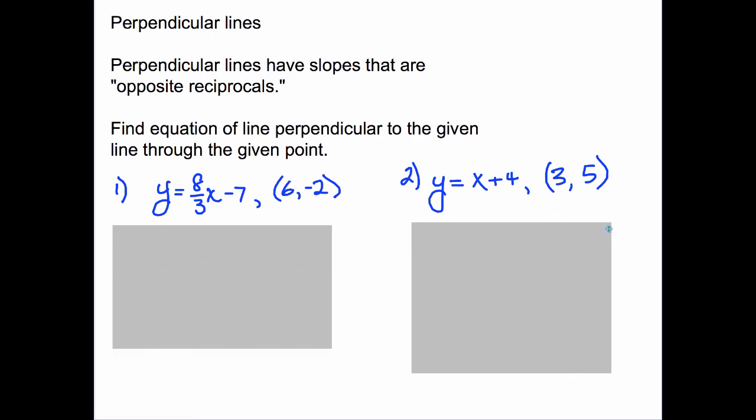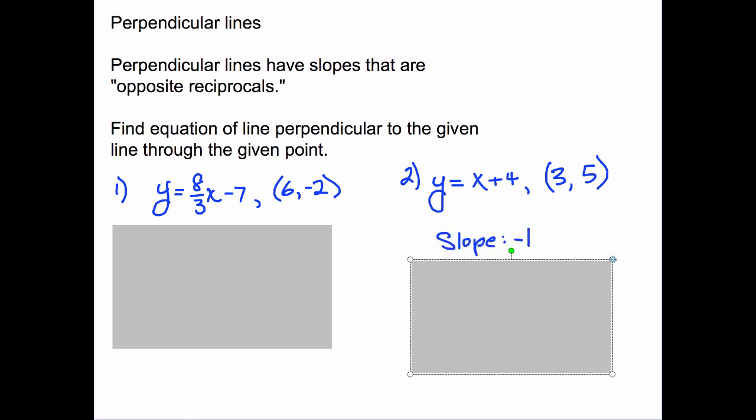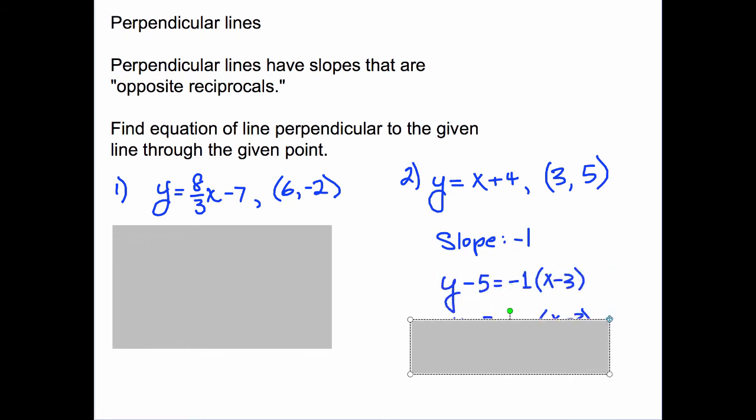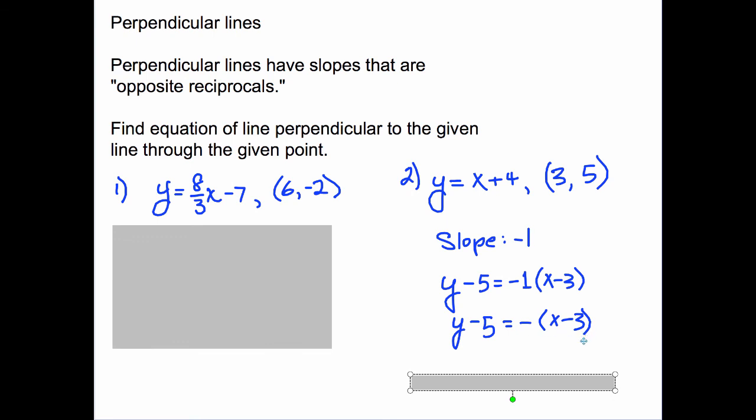And for the second problem, the slope of this line, y equals x plus 4, is 1. So the slope of the perpendicular line is negative 1. And the equation that we want to write in point slope form is y minus 5 equals negative 1 times x minus 3. And we can also simplify that a little by, instead of writing negative 1, we can just write the opposite of x minus 3. So this is y minus 5 equals the opposite of x minus 3, or y minus 5 equals negative 1 times x minus 3.